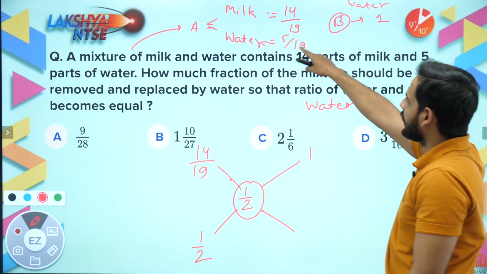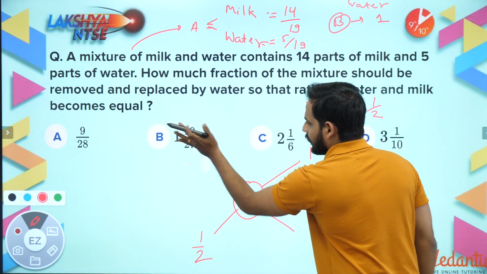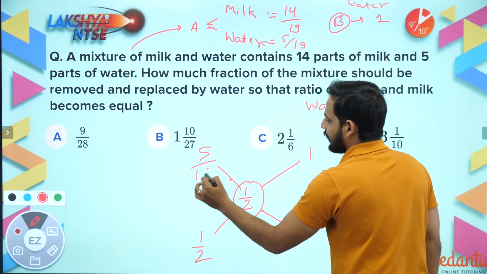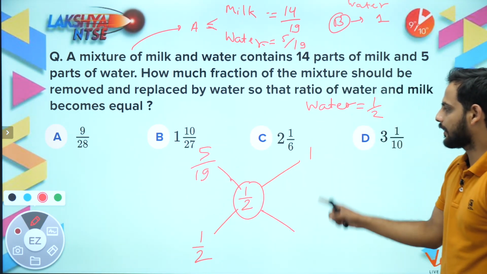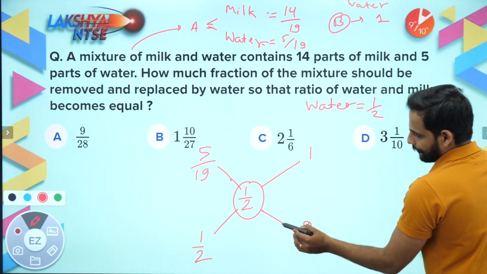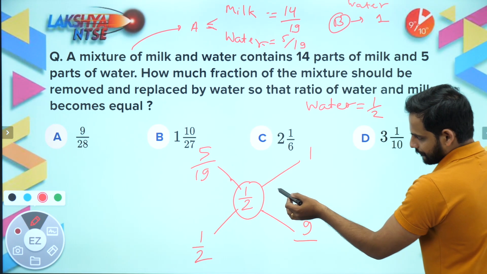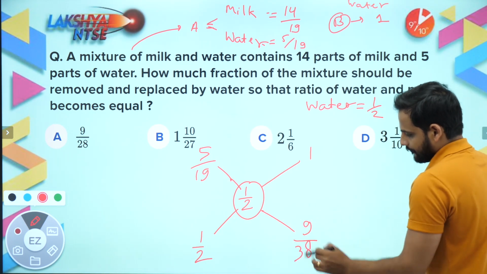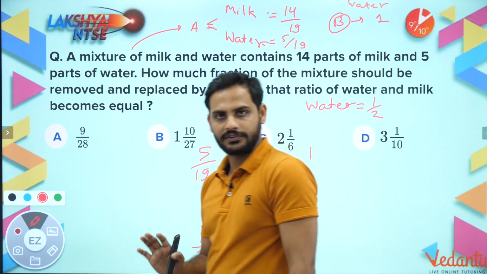See, milk and water is 14 and 5. So milk is 14/19, water is 5/19. So water should be what? 5/19. So when you do 1/2 minus 5/19, you will be getting 19 minus 10, which is 9/38. Okay, so this should be the ratio in which it should be mixed.